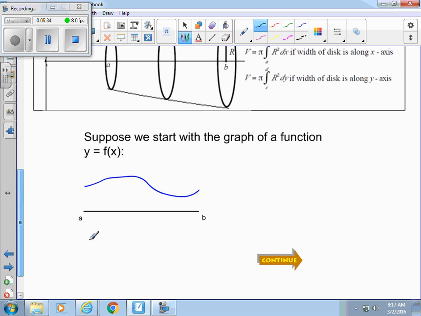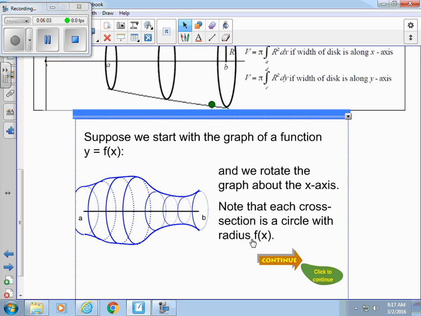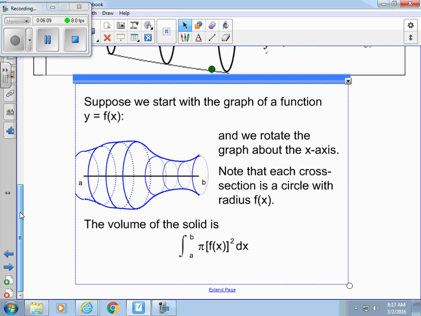I think I have a little visual for you. So if you start with the f of x and rotate it around the x-axis, you will always create a three-dimensional figure with cross sections that are disks. This is a curve completely different than the one I started with earlier. Each cross section is a circle with radius f of x, the curve. And the volume is the integral from a to b of pi r squared.